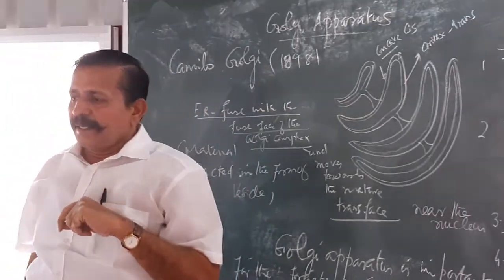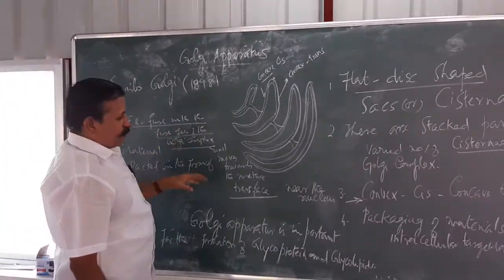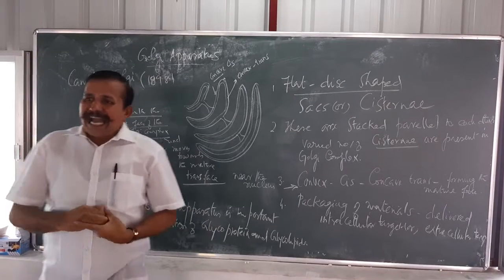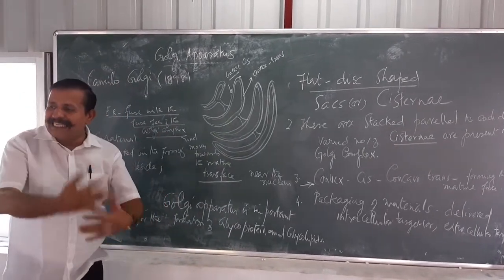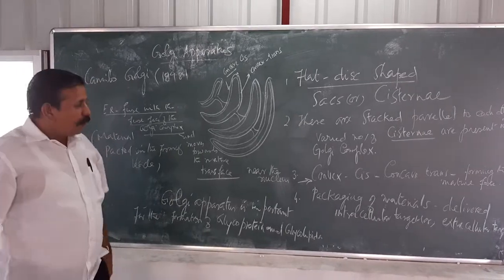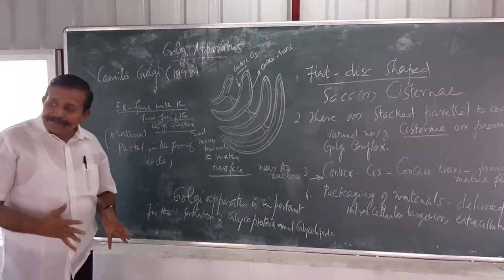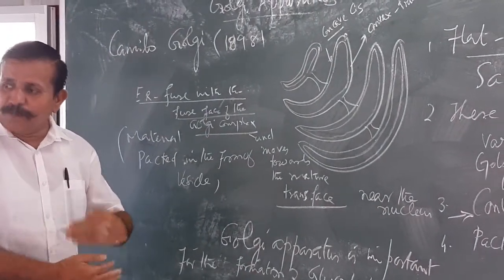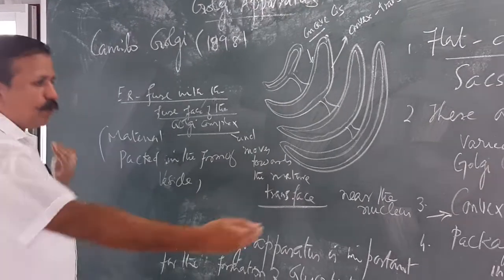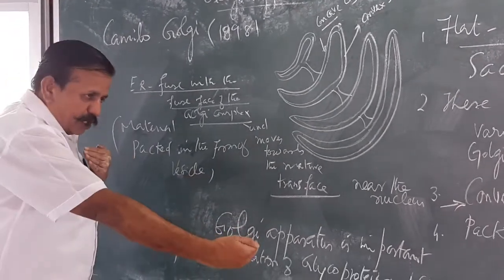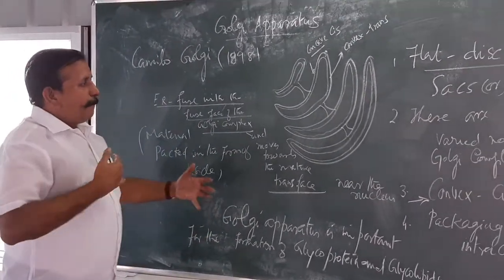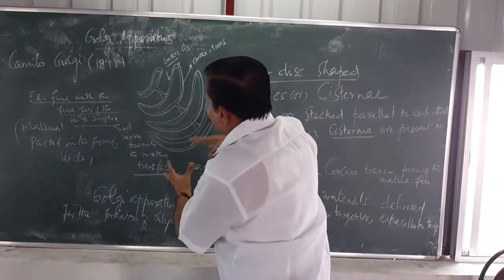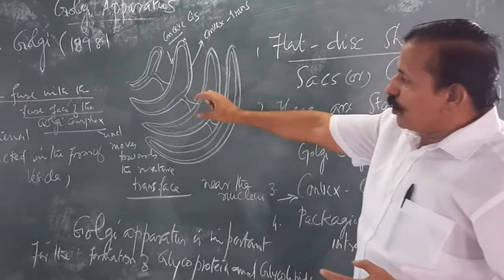What is the important function of the Golgi complex? It acts as packaging of material. What types of materials are packed? Already the endoplasmic reticulum prepares protein. Such protein is packed and transferred to the cytoplasm, intracellular or extracellular. Such a bridge formation is already formed by the Golgi complex with the fuse phase of the Golgi complex.